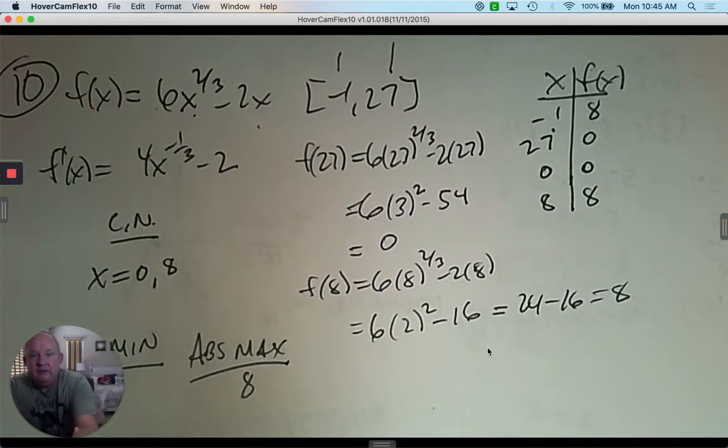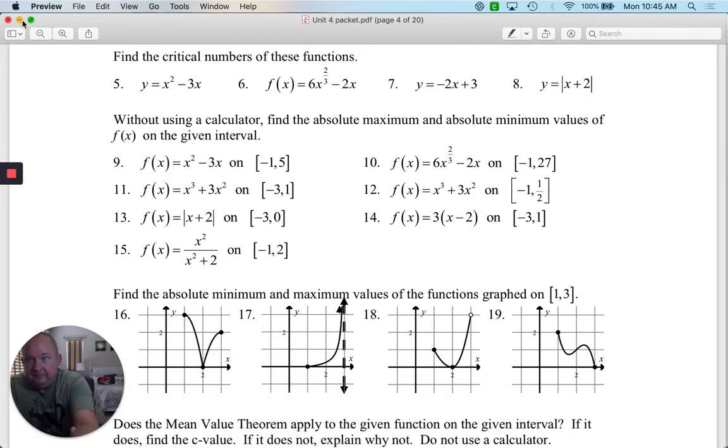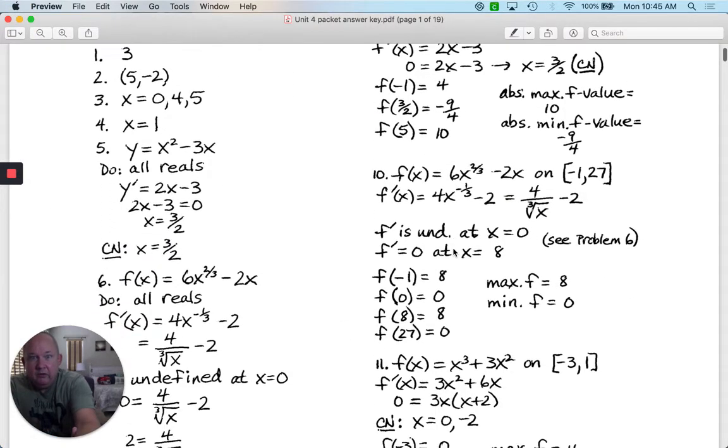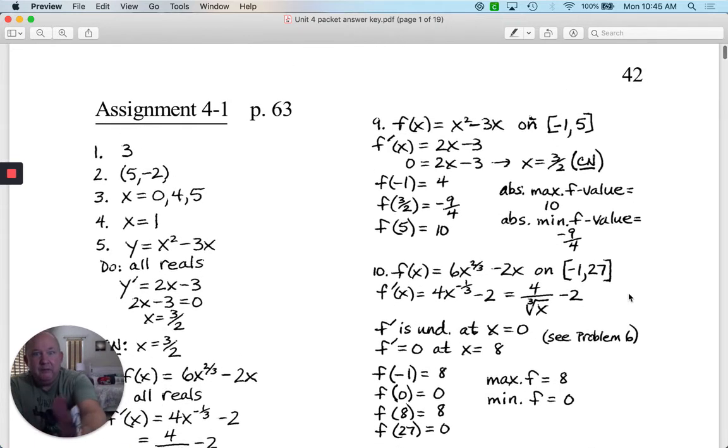I'm just going to check the answer key again, make sure I'm correct. If I look at number 10, notice that they didn't do a table of values, but they basically did that in the answer key. And you notice the maximum value is 8 and the minimum value is 0. All right, we're on to number 11.